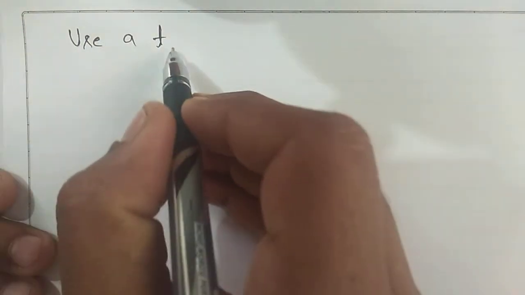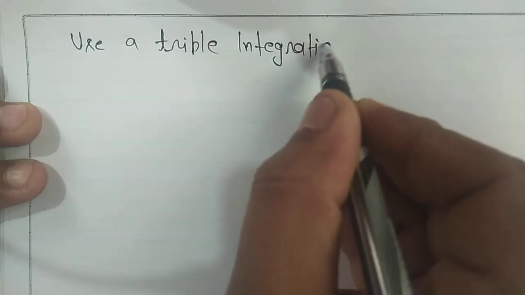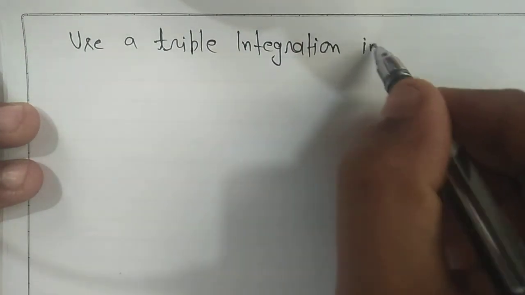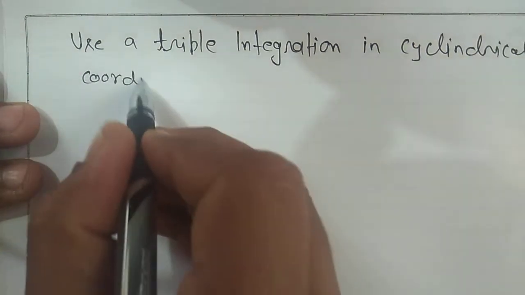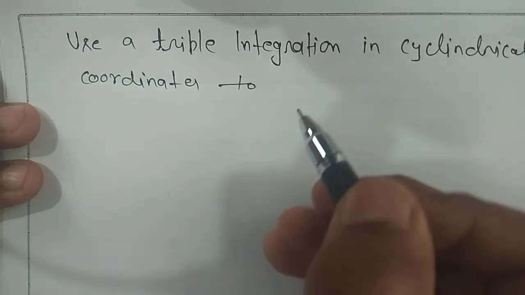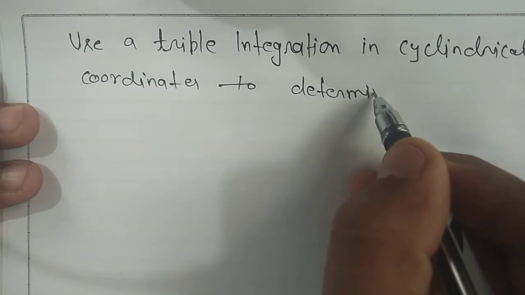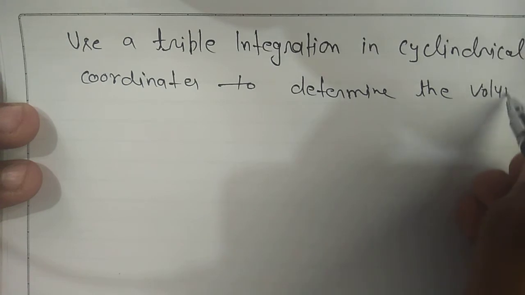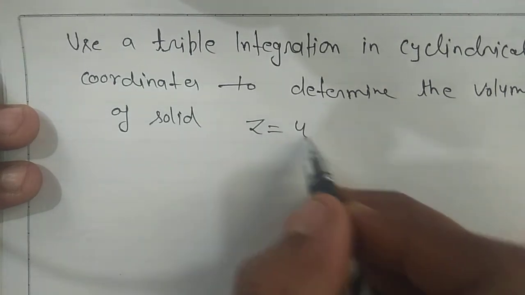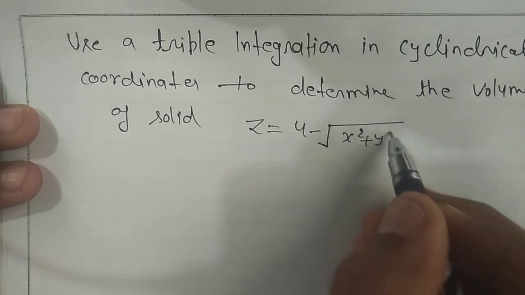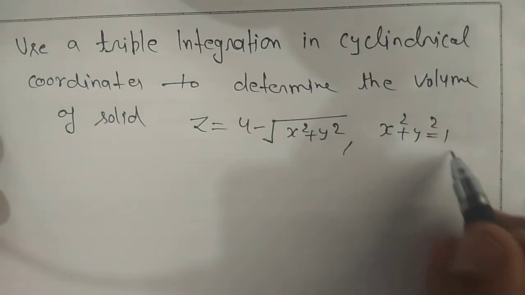So the next question we have: use a triple integration in cylindrical coordinates to determine the volume of the solid bounded by z equal to 4 minus (x square plus y square) and x square plus y square equal to 1 and z equal to 0.